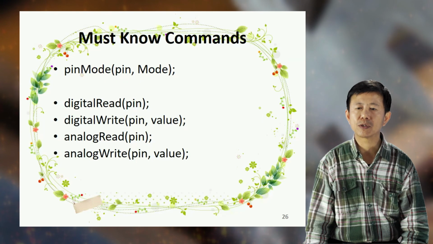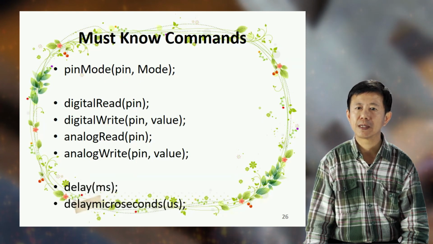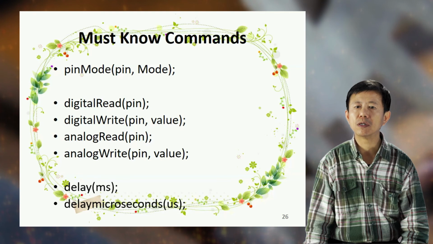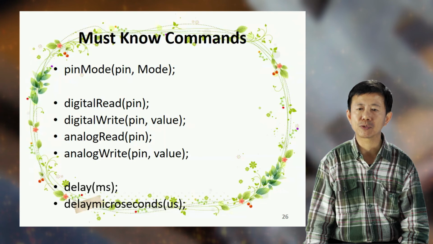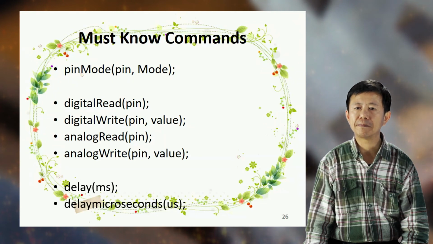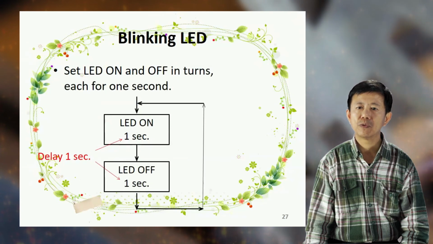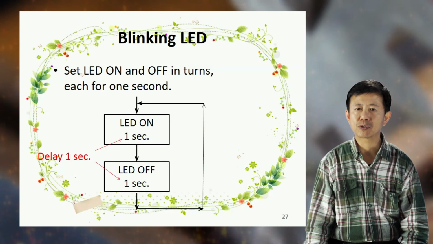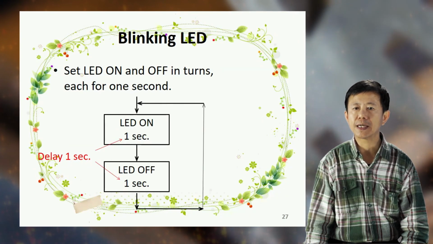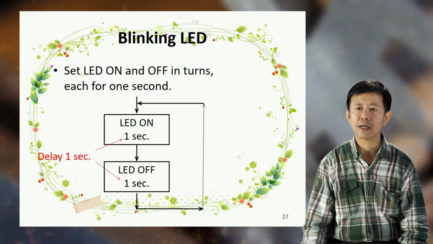Before we go on to step 3, let me prepare you with one more useful command, delay, which will be used in step 3. It's one of the must-know commands. The syntax is delay with an integer argument whose unit is millisecond or ms. We are going to complete the blinking LED project. In step 3, we'll set the LED on and off in turns, each for 1 second, as shown in the flowchart.